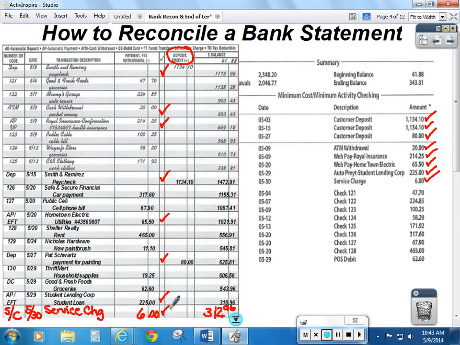Moving on to our checks. Check number 121 for $47.70. I see it in both places. I'm not going to talk while I do this. I'm just going to check off the ones that I see in both places.